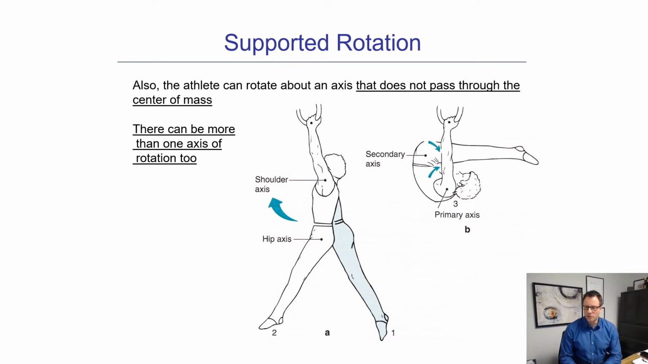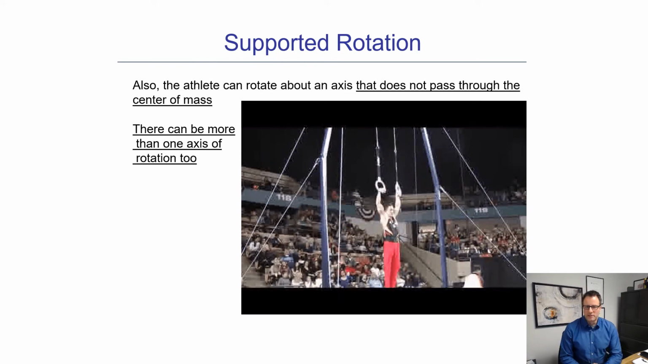Then we've got two rotations. They occur in sequence, but you can have two rotations, both of which are not about the center of mass because reaction forces are going through the hands. So first of all, he starts swinging at the hip and then rotating at the shoulder to get into that position, position B. And here's an example of that.